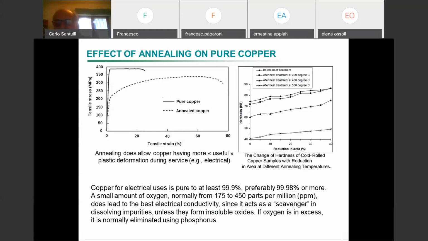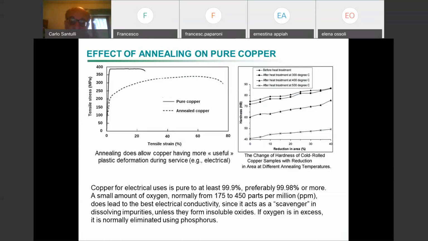And you may have a small amount of oxygen, in terms of parts per million. Oxygen is usually used in the fabrication of copper. That's why it stays inside, because it remains a bit, because it dissolves impurities of copper. That's how it's done to have such pure copper.